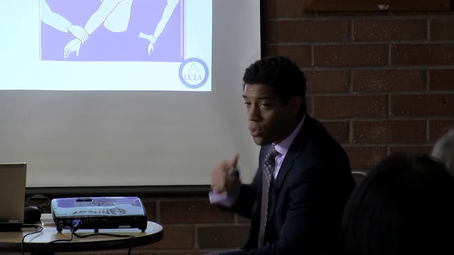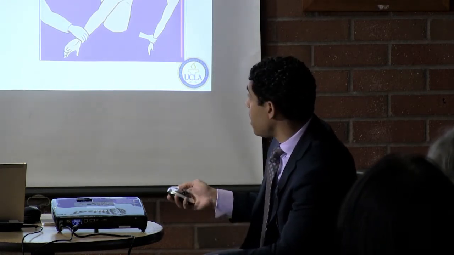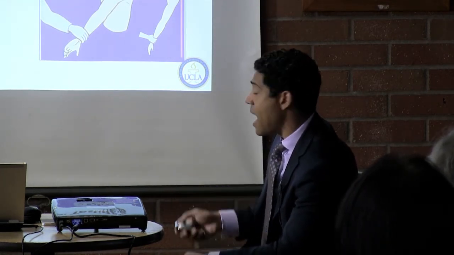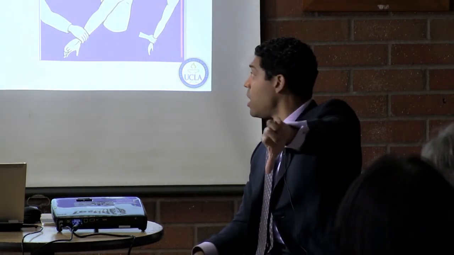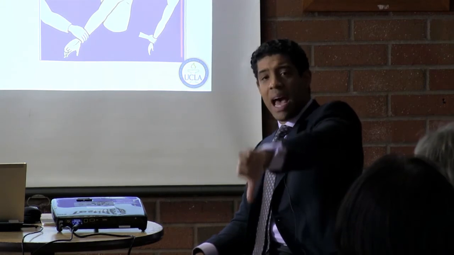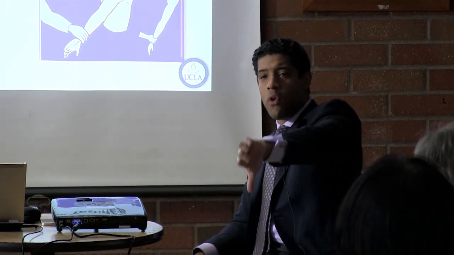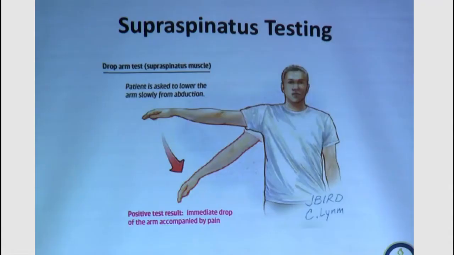So how do I test the rotator cuff specifically? I'm going to do a test called the Jobe's test, where I ask the patient to place their arm like this in abduction and external rotation, and I basically ask them to resist me. And with that forced loading of the supraspinatus muscle, I can tell whether or not the supraspinatus is involved in the pathology. The other test that I use is the drop arm test.